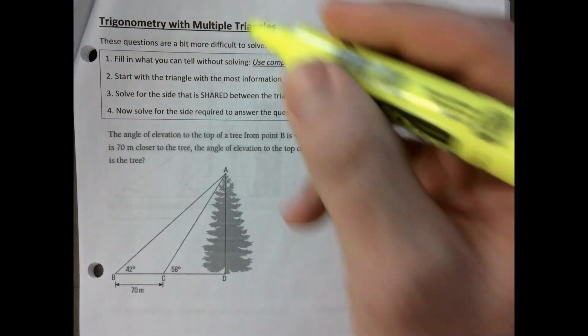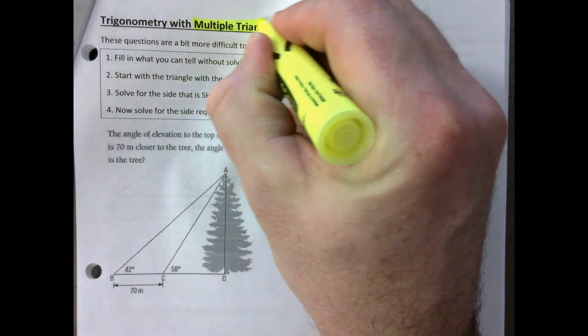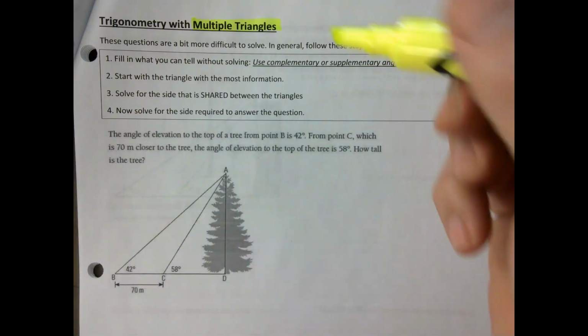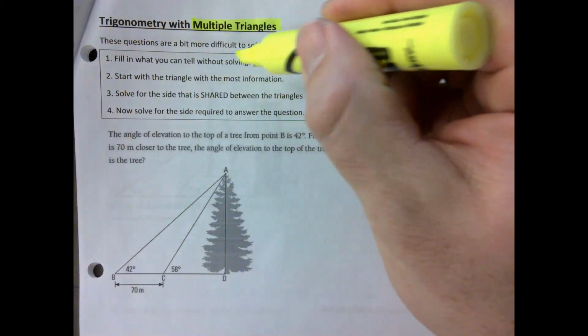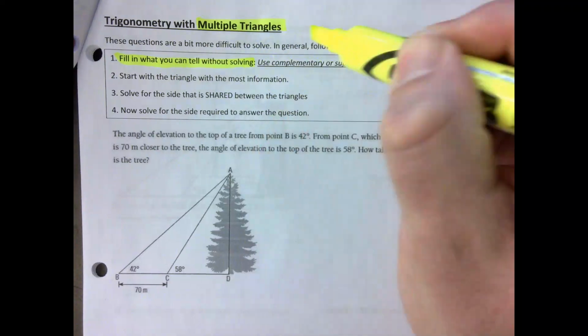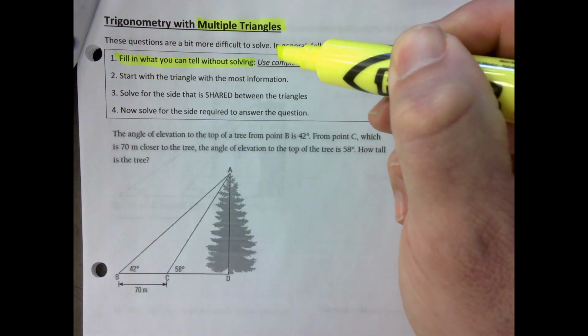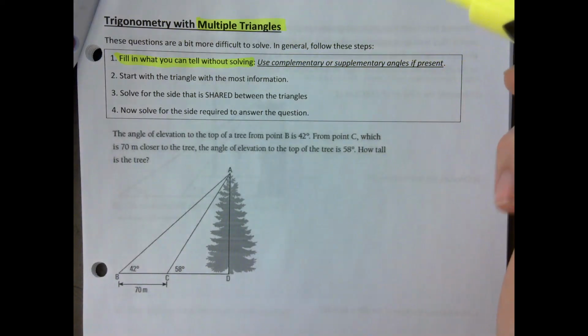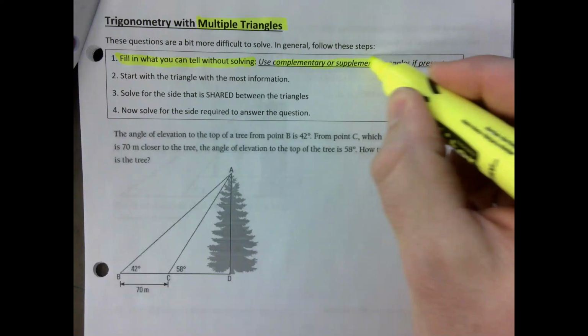I'm going to just introduce to you scenarios where you have multiple triangles. Page 38, in case you're still sleeping. Fill in, my suggestion would be fill in what you can without solving. Fill it in. I'll show you how much you can actually do without doing any sine or cosine law off the top. Use complementary or supplementary angles if present.